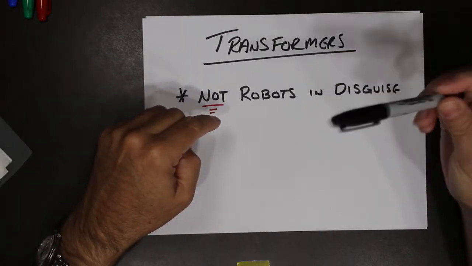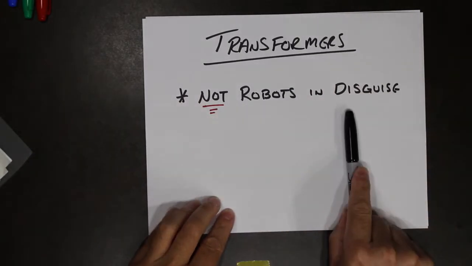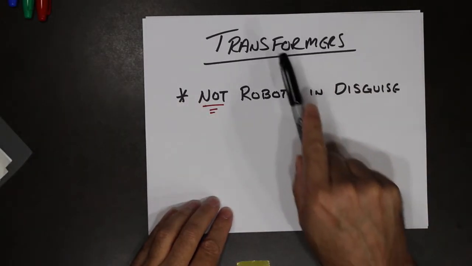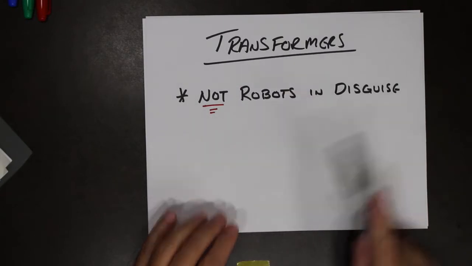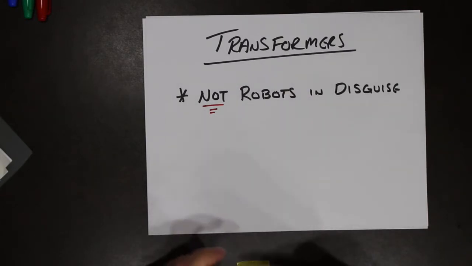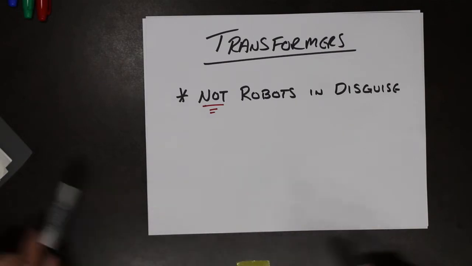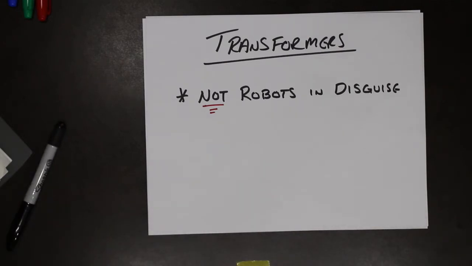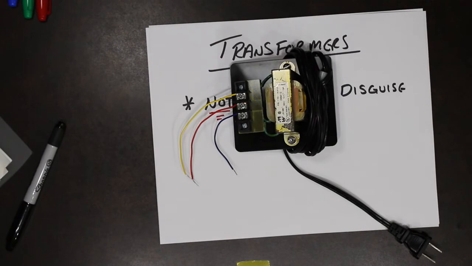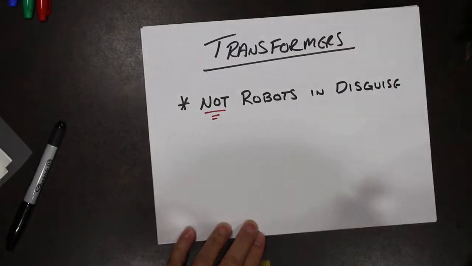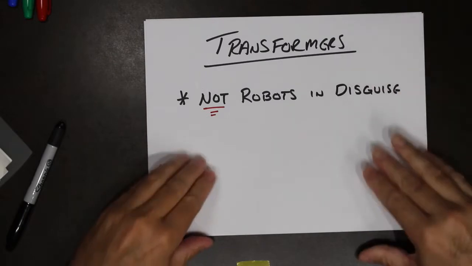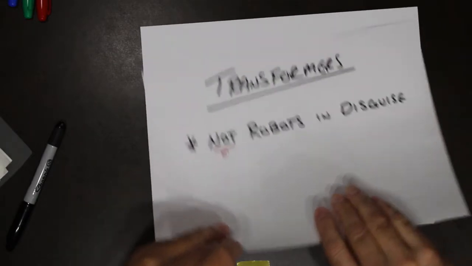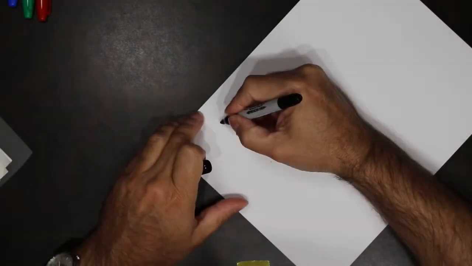Today we're going to be talking about the basics of a transformer. The ones we're going to be talking about are not robots in disguise. We're going to be looking at a transformer, but not the kind from the movie. We're looking at the kind that transforms electrical energy, something that looks like this. A basic power transformer.